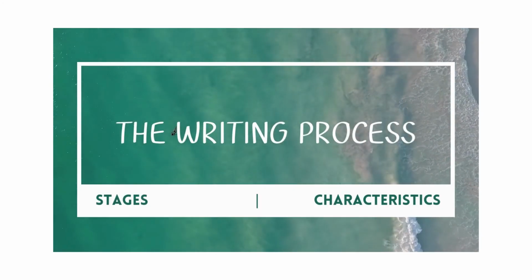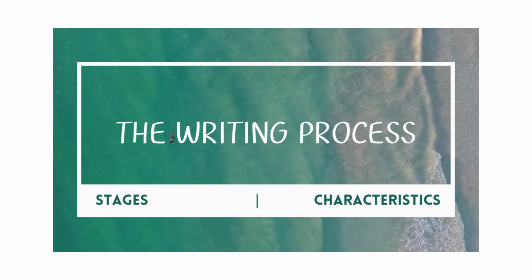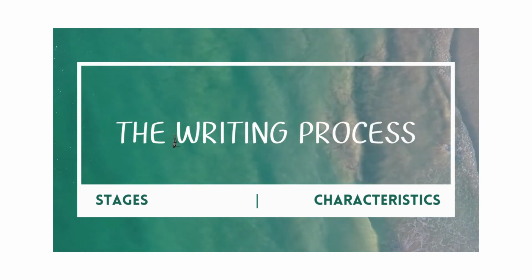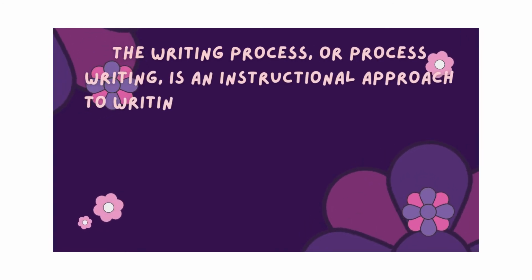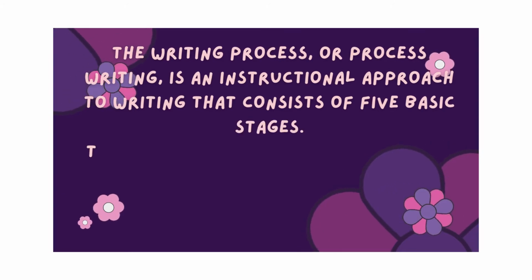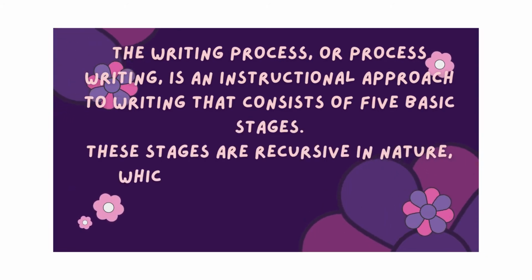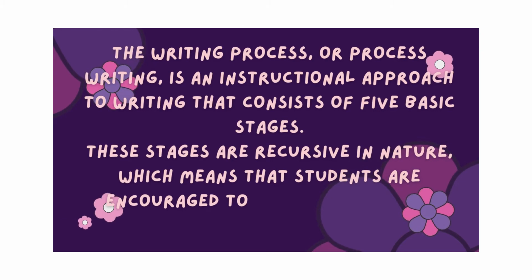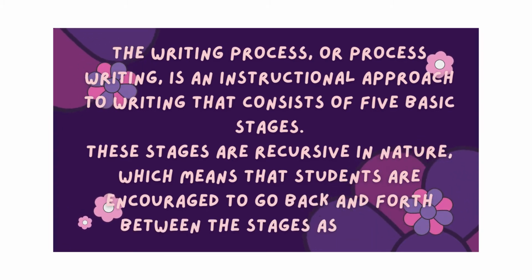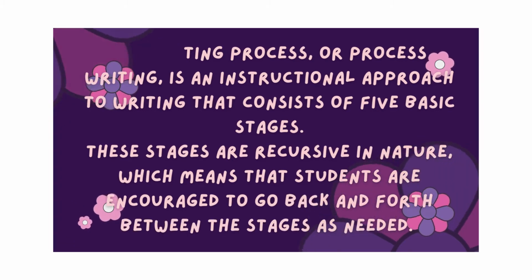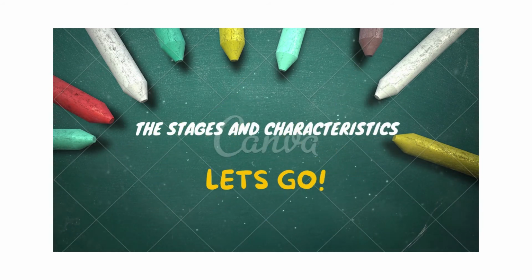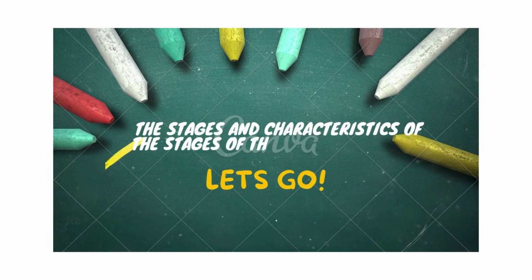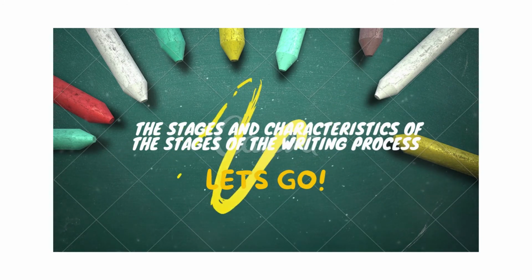Now, let's check your knowledge. Do you know how to write? Let's check the writing process. The writing process or process writing is an instructional approach to writing that consists of 5 basic stages. These stages are recursive in nature, which means that students are encouraged to go back and forth between the stages as needed. Let me introduce to you the stages and characteristics of the stages of the writing process. Let's go!